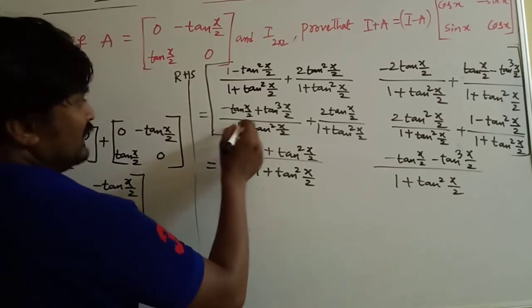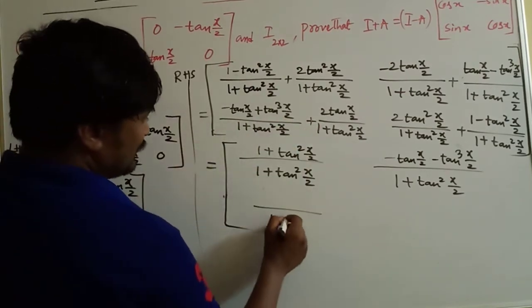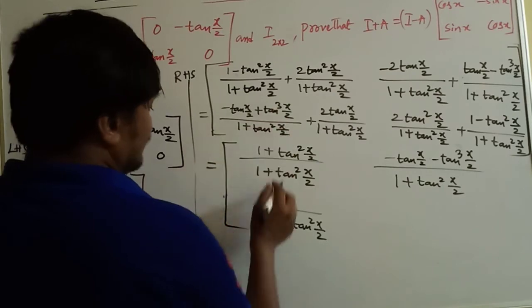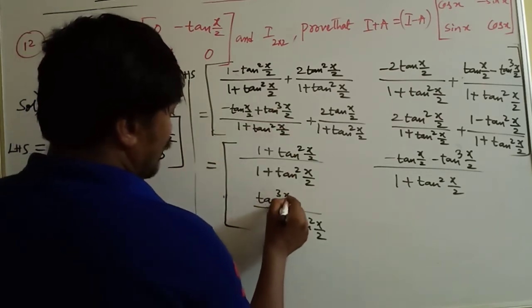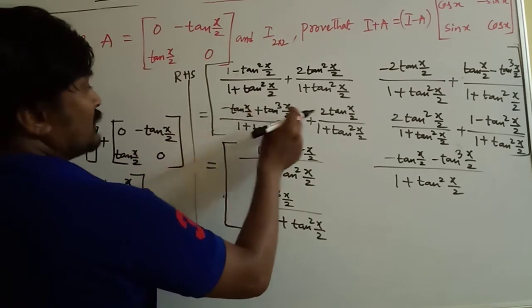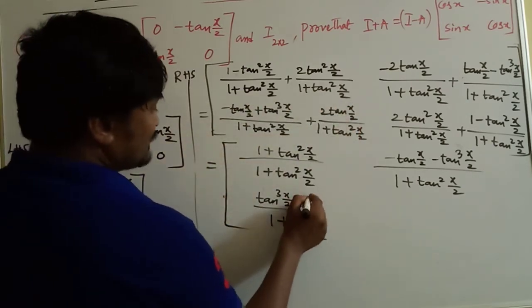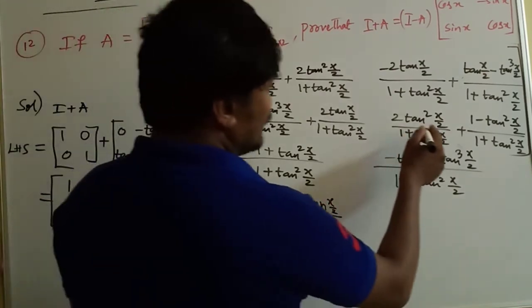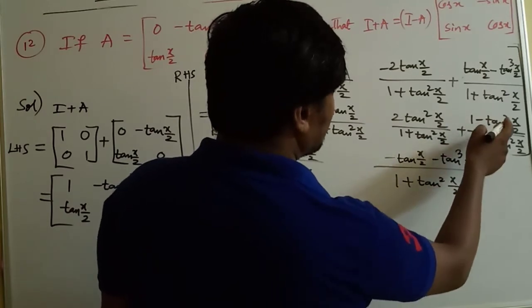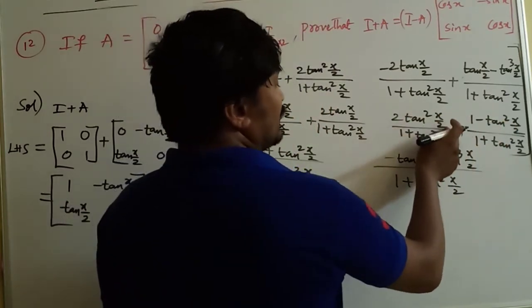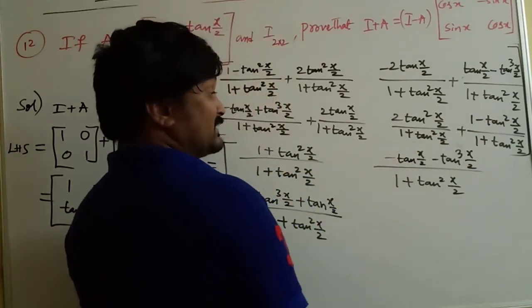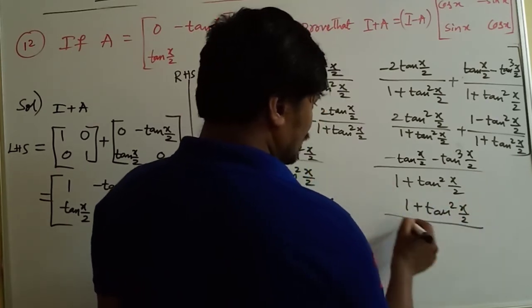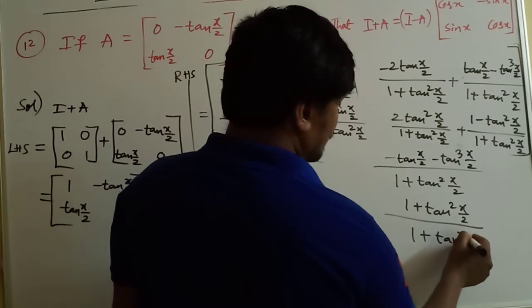Next one after that. Here also same method. Now LCM is 1 plus tan square x upon 2. And here it is tan cube x upon 2 first. Next. Minus tan x upon 2 plus 2 tan x upon 2 means plus tan x upon 2. Okay. Next. Here it is again 1 minus tan square. See here, 2 tan square x upon 2 minus tan square x upon 2 plus tan square x upon 2. So plus 1 plus tan square x upon 2 upon 1 plus tan square x upon 2.